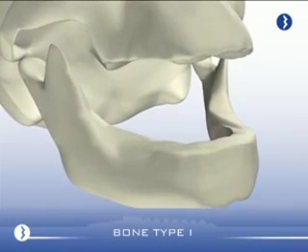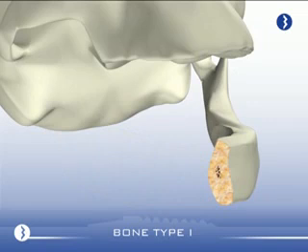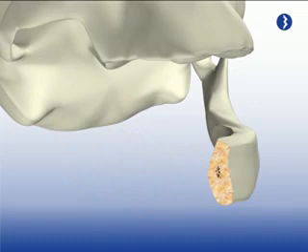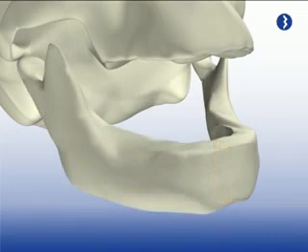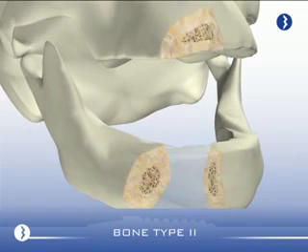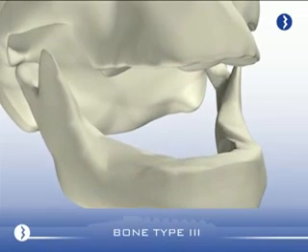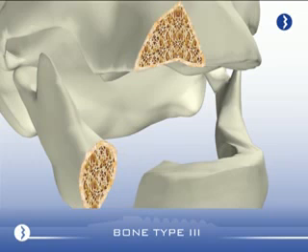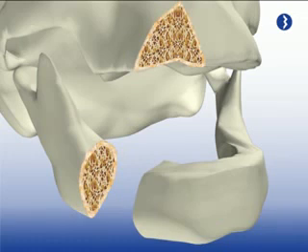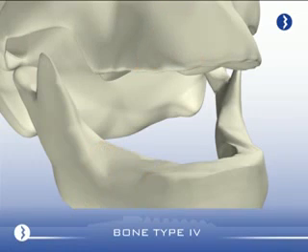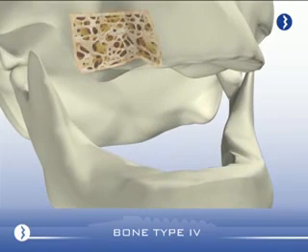Class 1, a bone consisting of almost exclusively homogeneous compact bone. Class 2, a thick compact bone surrounded by dense spongy bone. Class 3, a thin cortical surrounded by dense spongy bone. Class 4, a thin cortical surrounded by slightly dense bone.